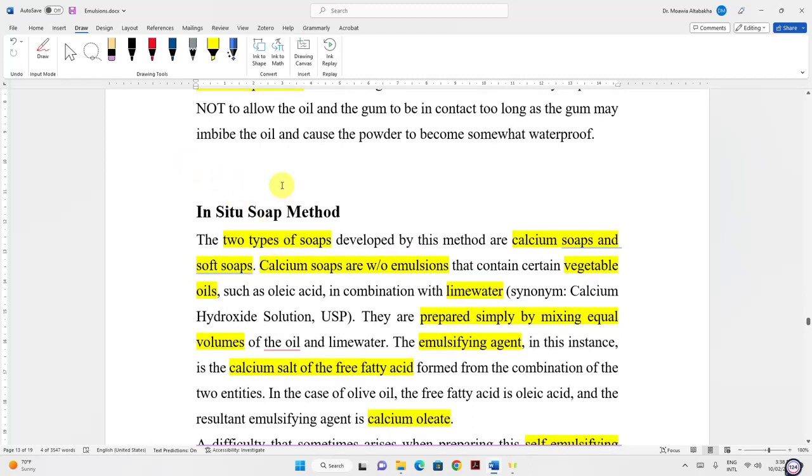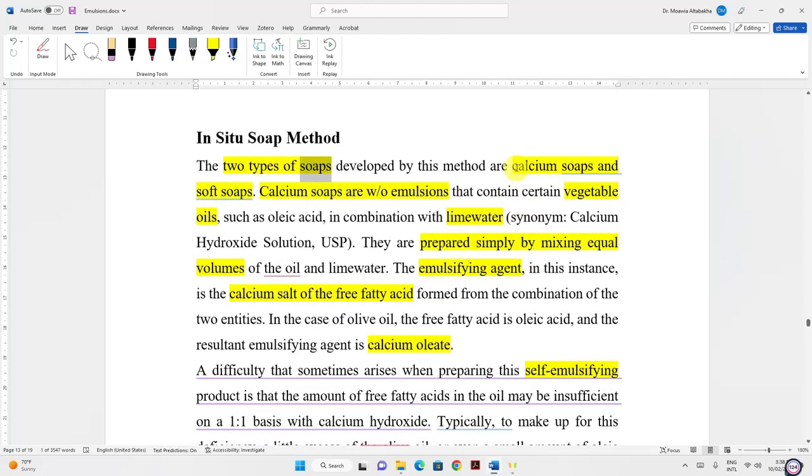Now there are some specific methods. The method that I will talk about here is specific, and I will tell you why it's specific. It's called the in situ soap method. In situ soap methods, and we will be able to produce two types of soaps. One is called calcium soap and the other one is soft soap. I'm gonna focus on calcium soap, which is a water in oil emulsion.